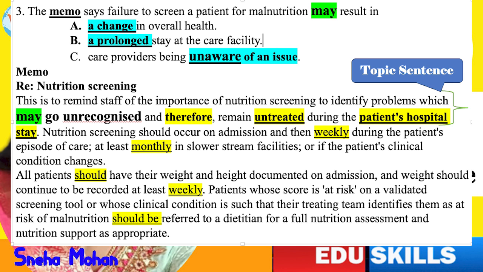So let's see the signpost or clue used in modal verbs. In the question stem, it is said may. The memo says failure to screen a patient for malnutrition may result in. Okay. And in the answer option itself, in C, which I've selected, it is mentioned care providers being unaware. So it is a possibility, that is being unaware of an issue. And in the text it is mentioned may. Again, problems which may go unrecognized.